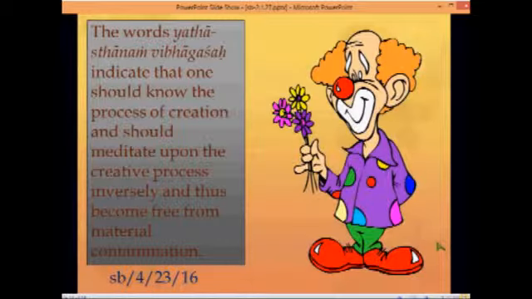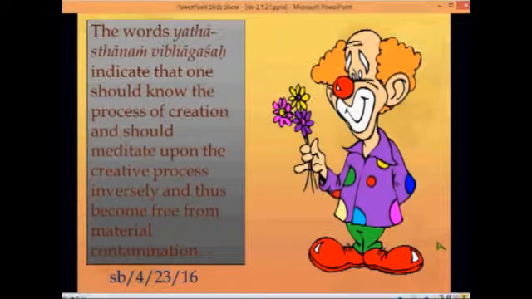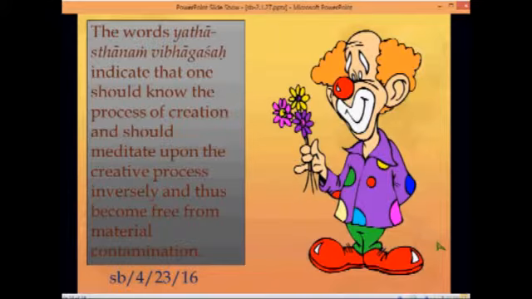And the real process, Prabhupada says, we have to do it. We have to fold the water back into the earth, back into the fire, fire back into the air, back into the sound, back into the mind, back into the intelligence, back into the false ego, back into the Mahat-tattva, and the Mahat-tattva back into Maha-Vishnu. We're out of the clown suit.